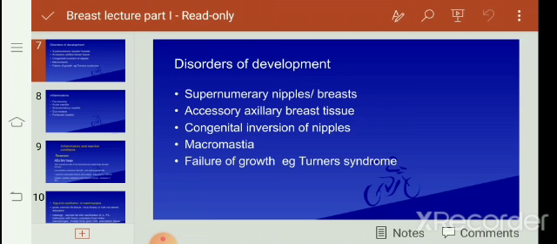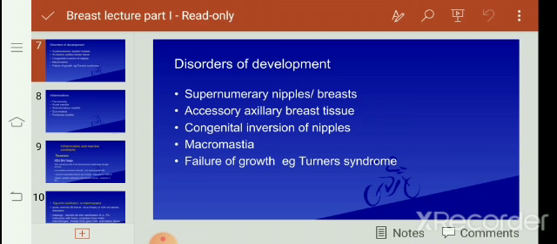Next is congenital inversion of the nipple. Congenital inversion of the nipple is the failure of the nipple to evert during development. It is a common condition, and it may be unilateral or bilateral. Inversion usually corrects spontaneously during the growth changes of pregnancy, but sometimes it needs to be corrected by giving traction to the nipple. Why is this important? In the adult, if there is inversion of the nipple associated with any inflammation, we have to differentiate it from invasive carcinoma of the breast or any inflammatory condition of the breast.